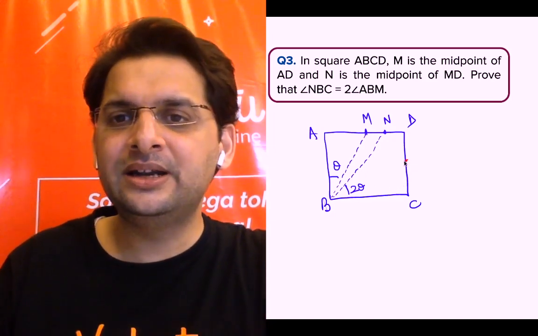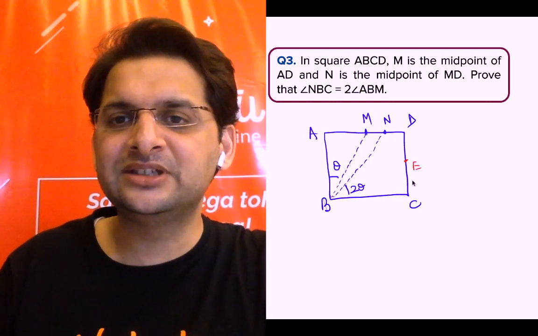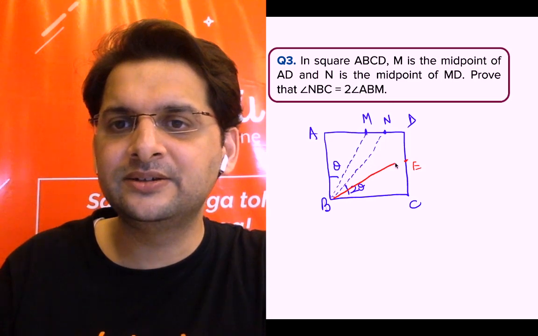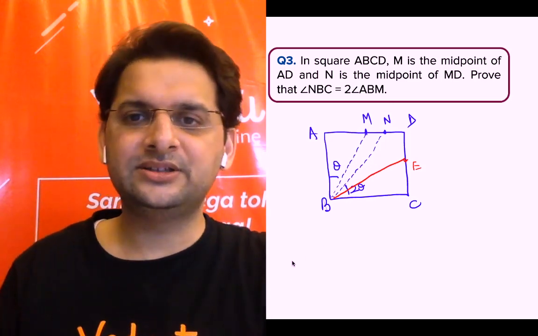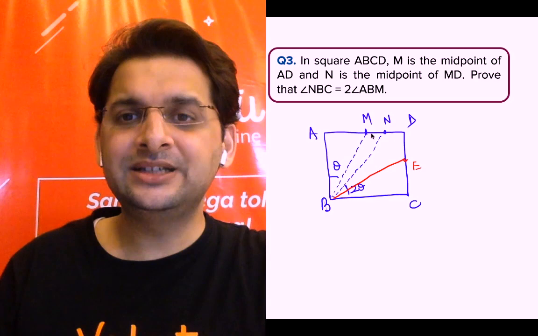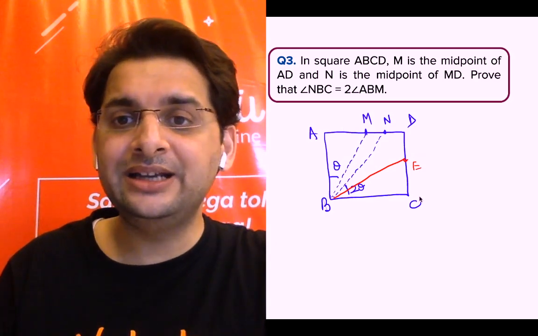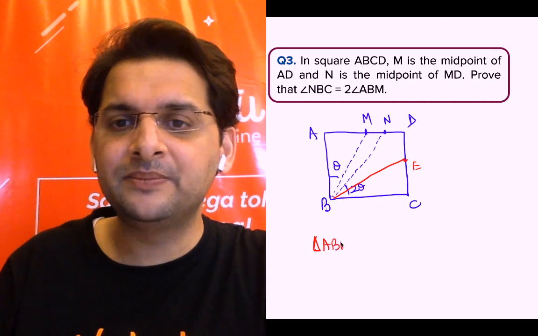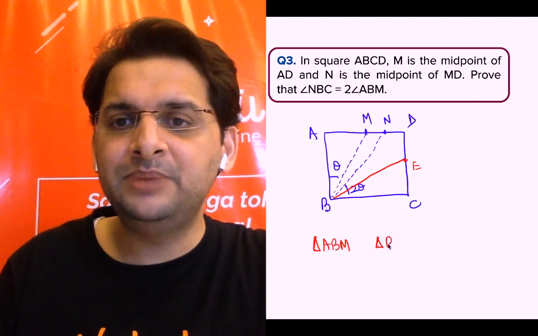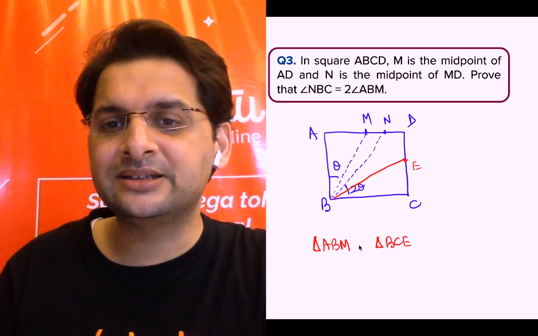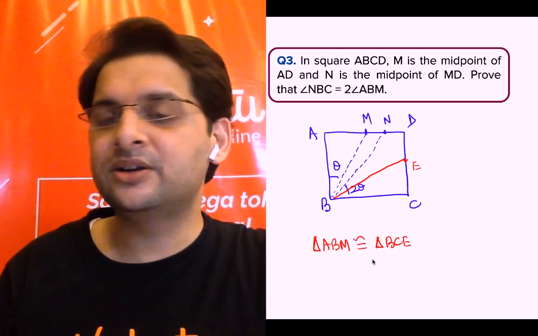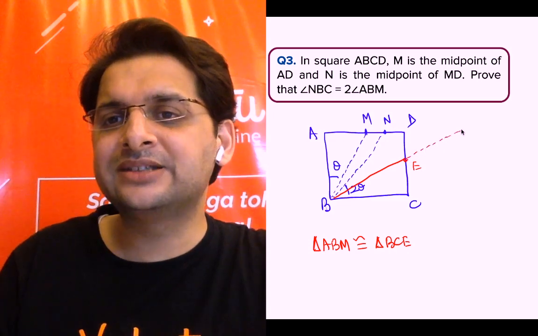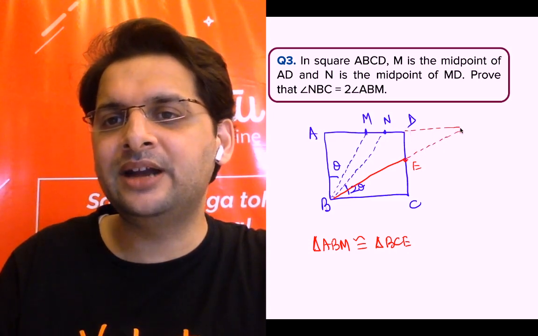M is a midpoint. Let's say this is, यहाँ पर एक point ले लेते हैं, which is the midpoint of DC. And let us try to join this. ठीक है? Since M is a midpoint of AD and E is a midpoint of DC, so can I say triangle ABM and triangle BCE are similar and congruent in nature. They're congruent triangles. So what we'll do is we'll try to extend BE and try to extend this.